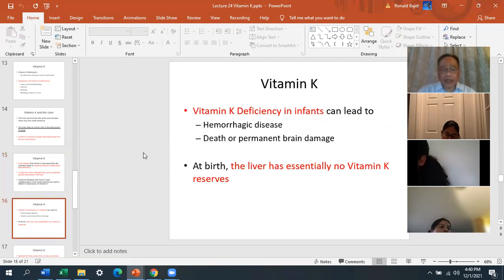In infants, you can have hemorrhagic disease or death or permanent brain damage. Vitamin K deficiency in infants is really, really not good. At birth, the liver essentially has no vitamin K reserves. That's why babies are at risk.